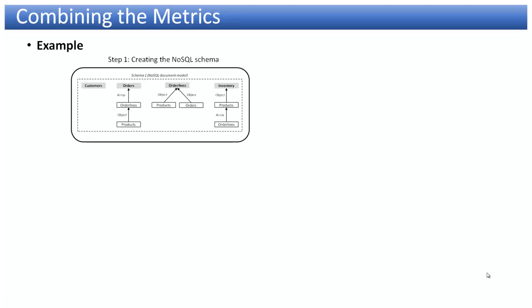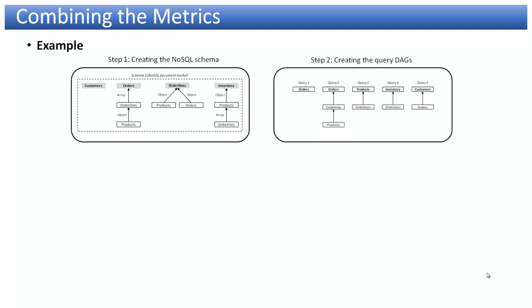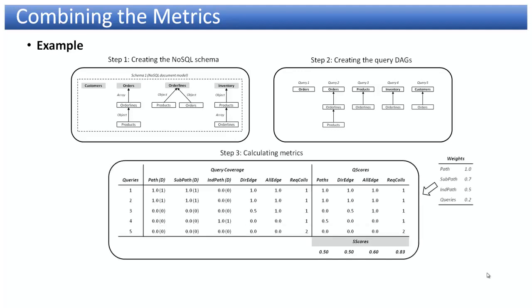And in this slide, we present an example of applying the metrics for a given schema and input queries. So the first step is creating the NoSQL schema as a set of DAGs. The second step is creating the queries as DAGs. Then calculate the metrics. The table shows 5 queries and respective coverage for the metrics. To calculate Q score and S score, the user must define the weights for the metrics and queries. We have implemented a tool that receives schema and queries and automatically calculates the metrics.